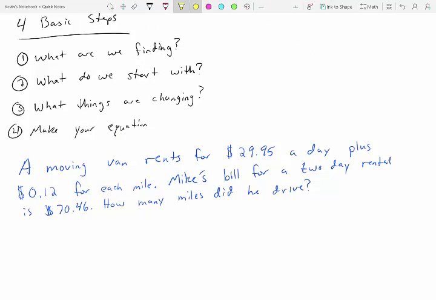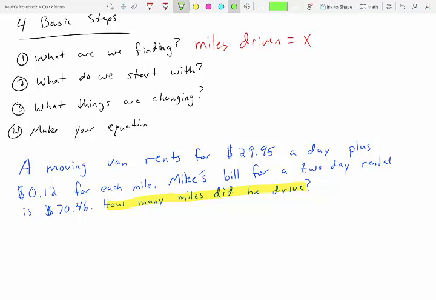So if I look at this problem right now, a moving van rents for $29.95 a day plus 12 cents for each mile. Mike's bill for a 2-day rental is $70.46. How many miles did he drive? So right from the beginning, I'm going to go through my steps. Number 1, what are we finding? We're looking for how many miles did he drive. So we're looking for miles driven. We don't know how many there are, we're going to say that's going to be X.